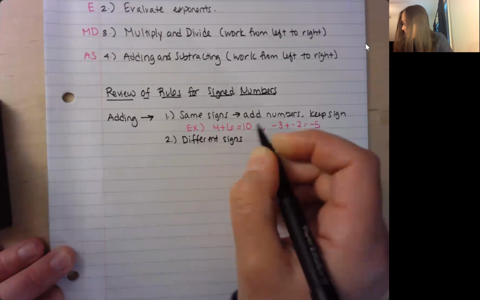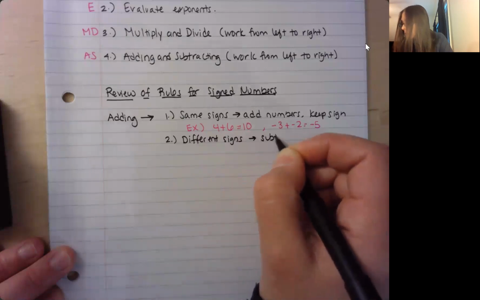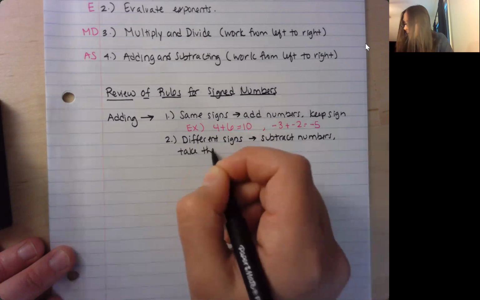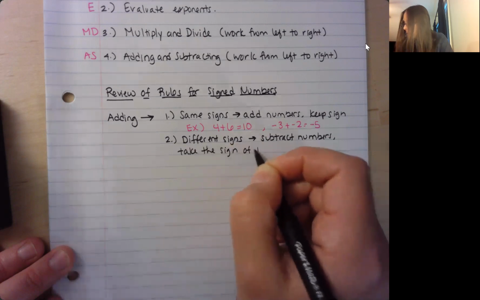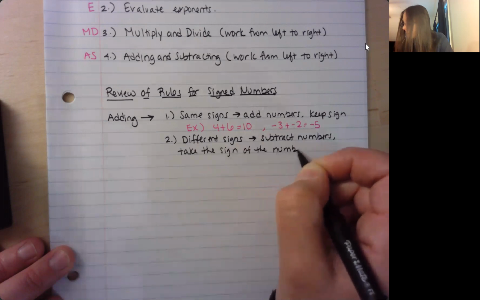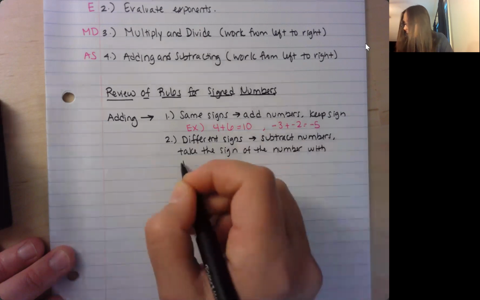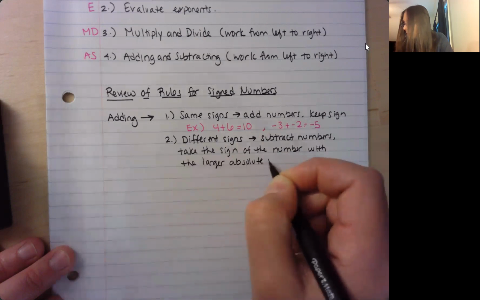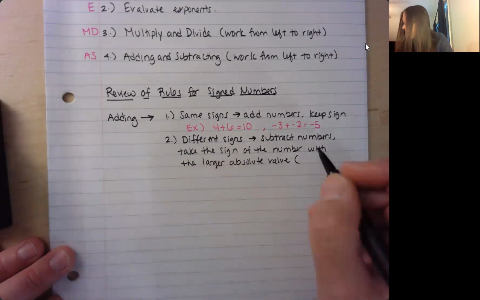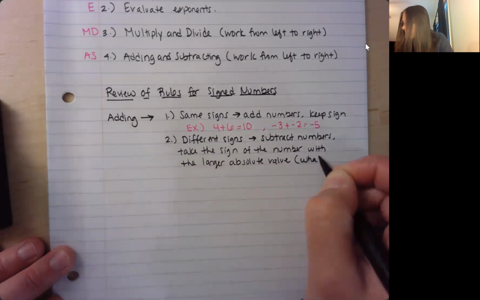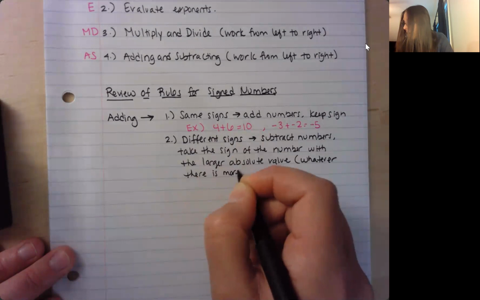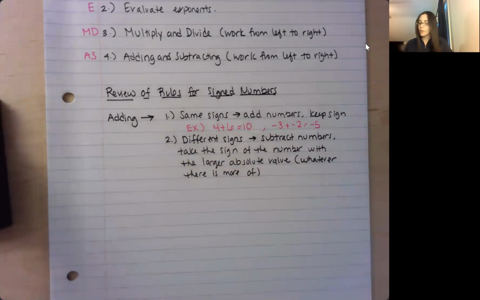If you have different signs, this is the tricky one. You're going to subtract the numbers and take the sign of the number with the larger absolute value. Or another way we thought of before is whatever there is more of, right? More negatives, more positives. So let me do an example here.